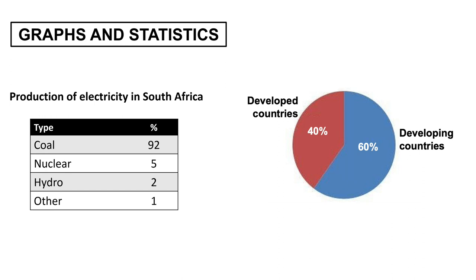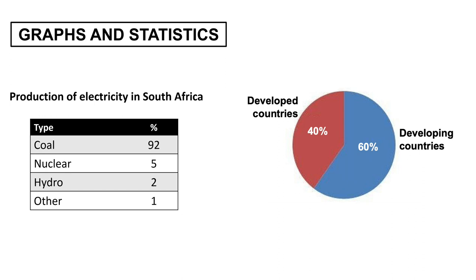Then there's a graph. There's a simple pie graph showing me, this has nothing to do with electricity. This is a different topic. Here we're looking at development, and we're looking at developed countries 40% and developing countries 60%. Right? I didn't give a context to this graph, but it was just a simple graph that I gave you.